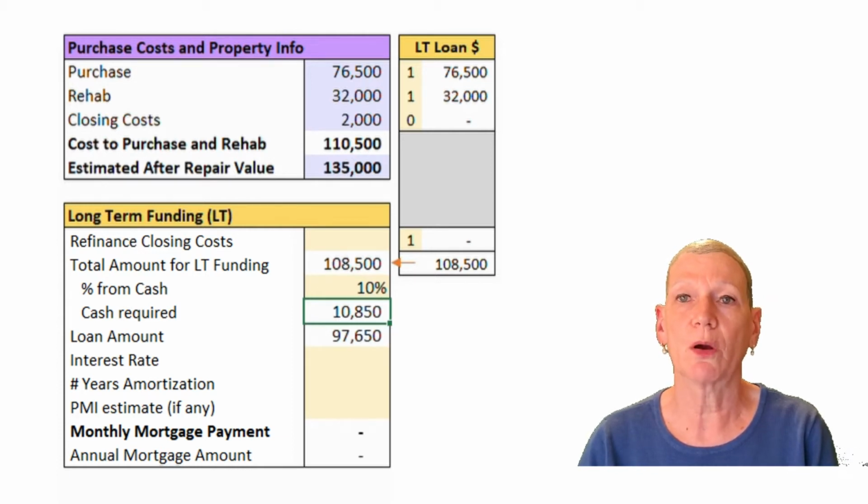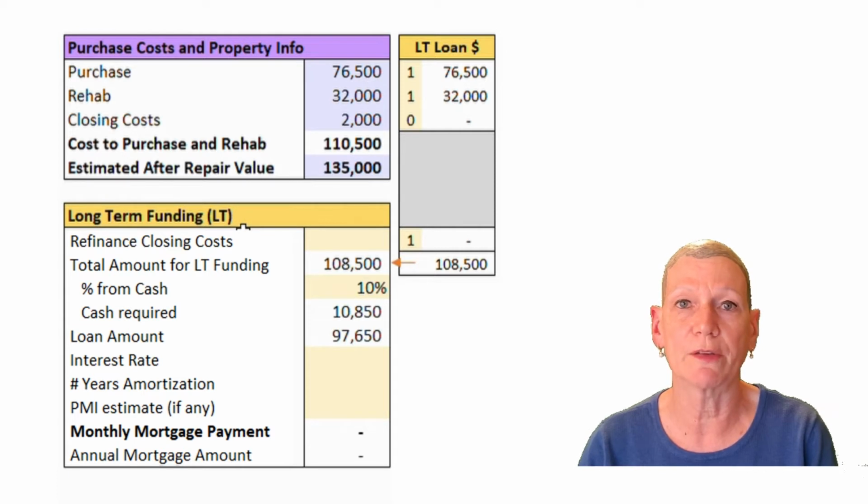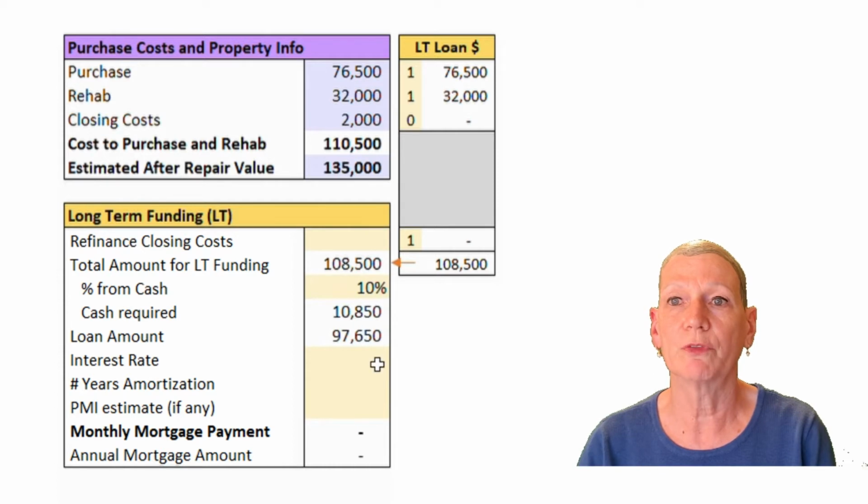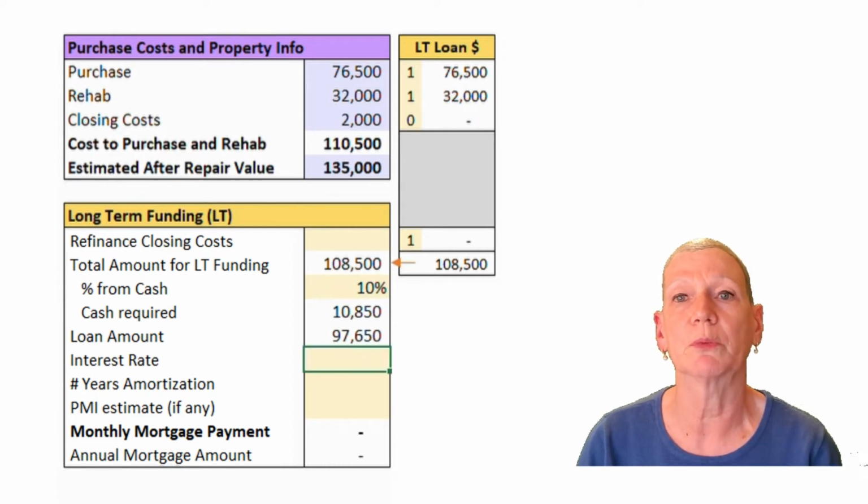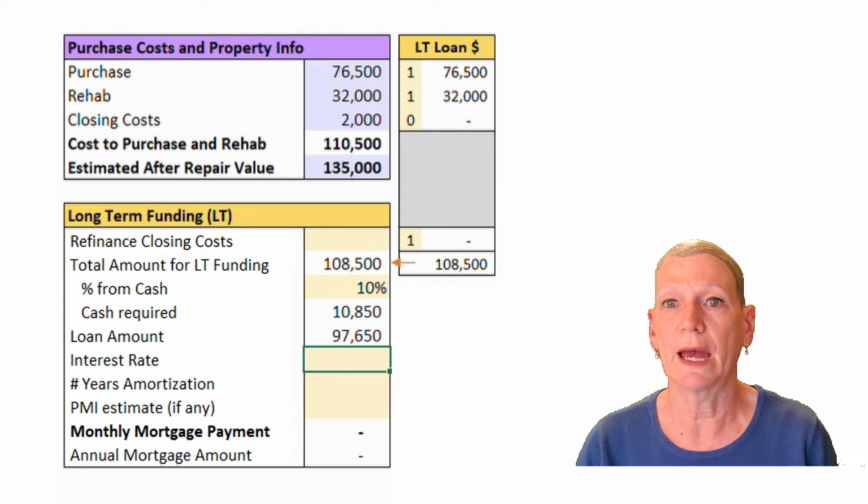Now, I will say, because we already covered the closing costs in the initial purchase, you can just ignore this row talking about refinance closing costs. We'll use that later on when we're talking about your long-term funding being a refinance. But in this case, we're just saying that from the beginning of the loan, you're going to be getting a loan for this much, you're bringing this much to the table, and now for your analysis, you need to know approximately what your interest rate is going to be and how many years amortization you're looking at, whether it's a 10-year or 15-year loan, a 30-year loan, something like that.